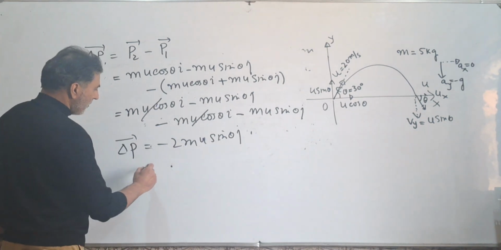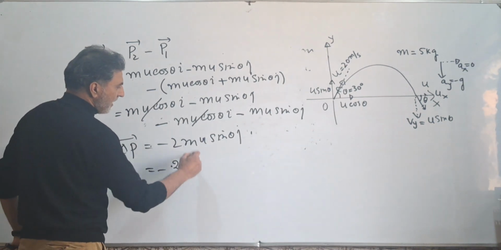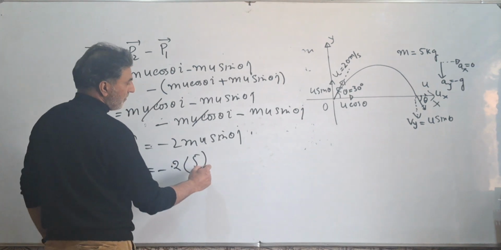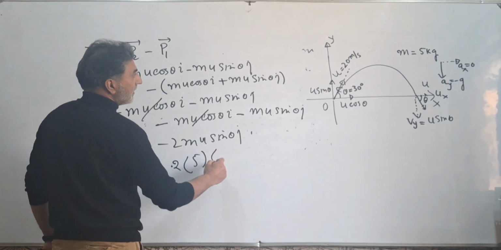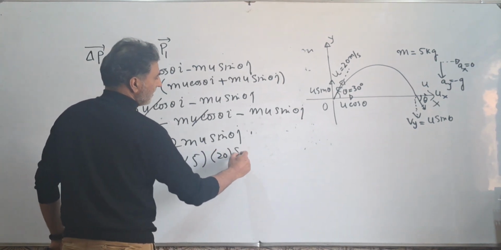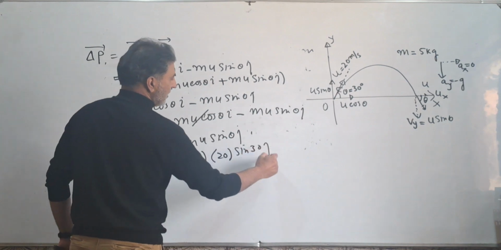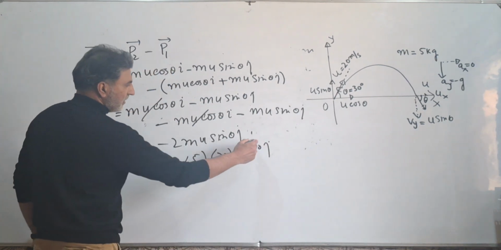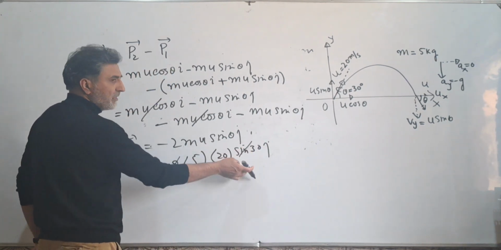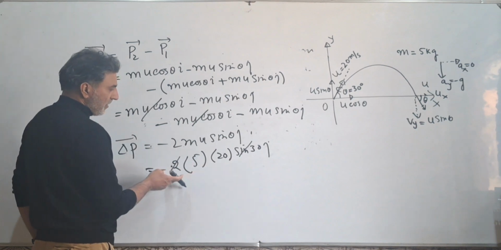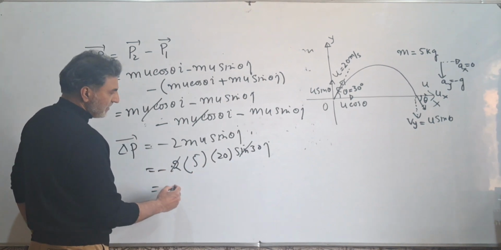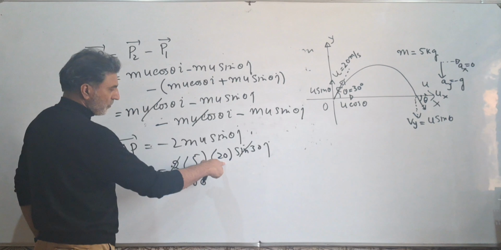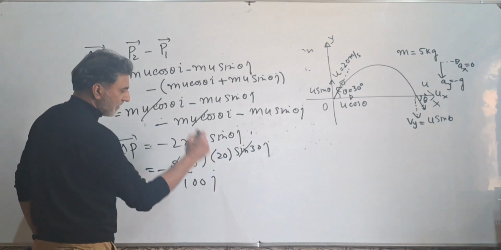So that is minus 2. What is m? That is 5, mass. What is u? That is 20. Sin theta, sin 30 j. Sin 30 और 2 को कैंसिल करो क्योंकि sin 30 मीन्स 1/2, उसके साथ खत्म हो जाएगा. Is equal to minus 100. 20 into 5 is 100 j.